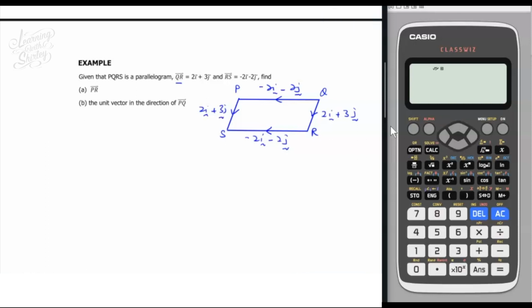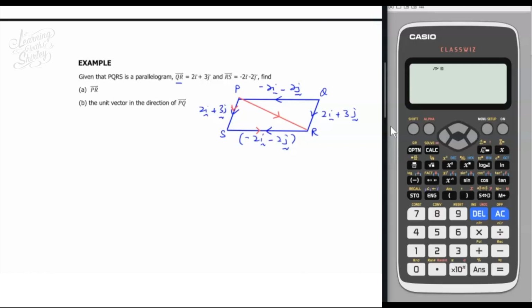Okay, so now they want you to find the vector of PR. So where's PR? PR is here. So to find the vector of PR, I actually have to use PS, which is here. Okay, PS, then plus SR. Okay, plus SR, yeah? So which means that this one, the negative 2i minus 2j, later I have to change to the opposite sign or put a negative at the side.